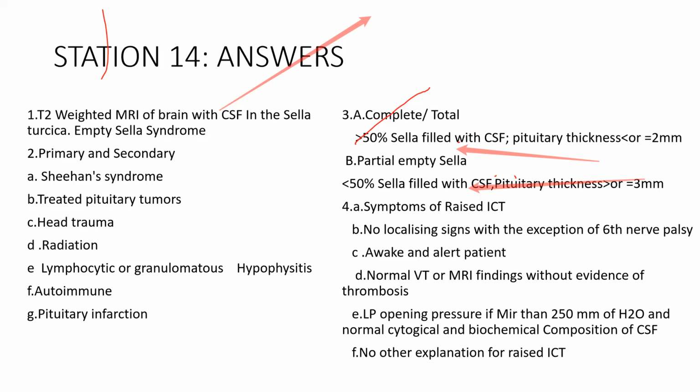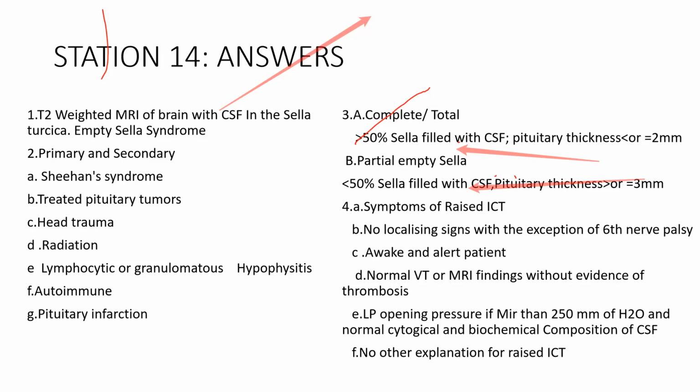So modified Dandy's criteria is the criteria to diagnose benign intracranial hypertension. The criteria are: symptoms of raised ICT; no localizing sign except the false localizing sign of an abducent nerve palsy; no alteration in the consciousness level of the patient; normal CT, it is not VT, it is CT.